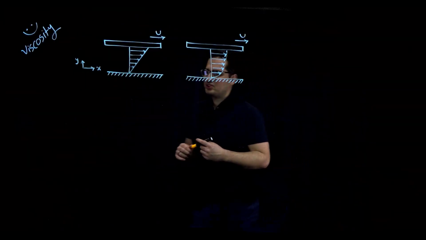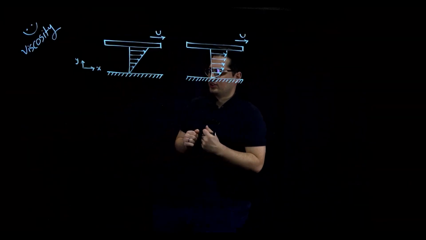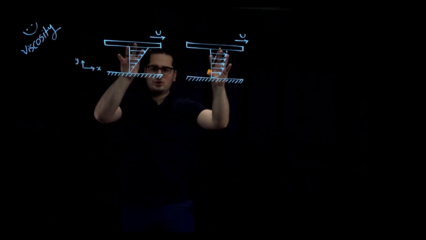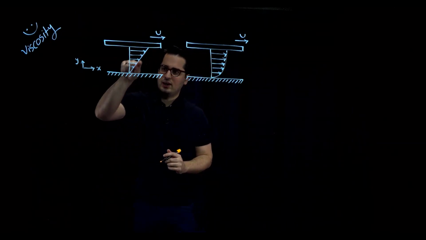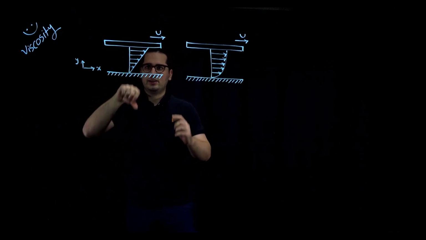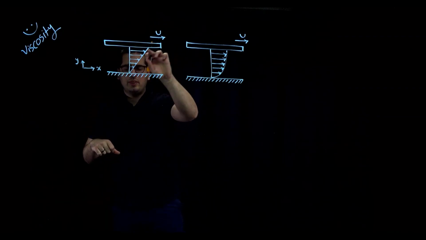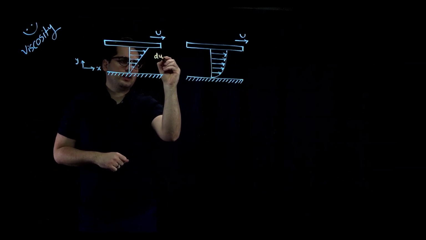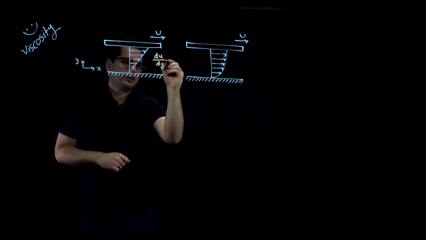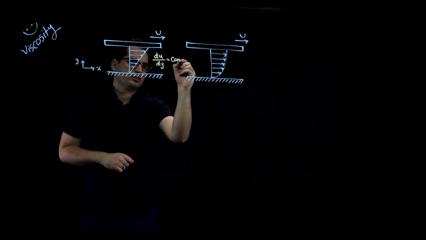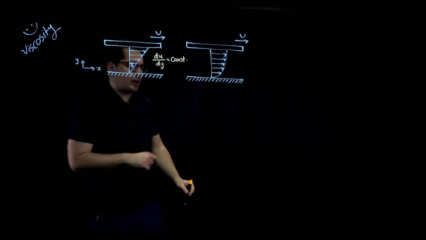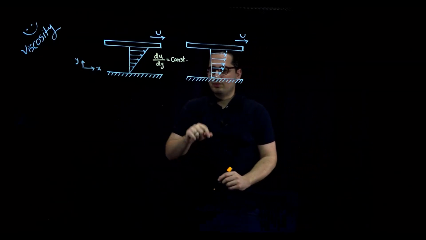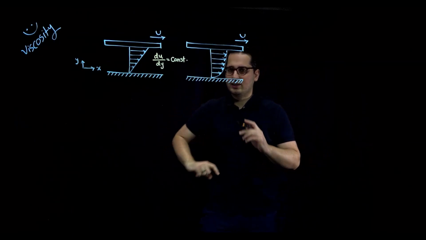All right, let's take a look at these two conditions. The difference between these two situations and conditions is that the velocity distribution over y is linear over here. So when this is linear, this means that the velocity gradient du over dy is constant. How about over here? Over here, the velocity gradient, the slope of this line, is not constant, right?